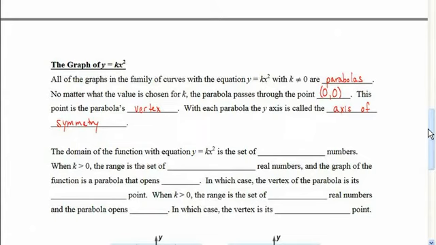Now all of these parabolas, when they're in this form, y equals k times x squared, are always going to pass through the point (0, 0). We call that point the vertex. And for each parabola, the y-axis, the vertical line, is called the axis of symmetry. Now let's look at some things. I'm going to show you some things with your calculator that we can do here.